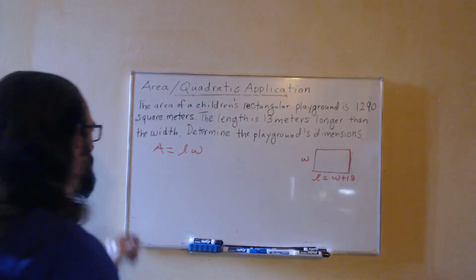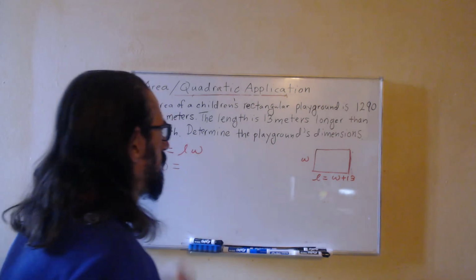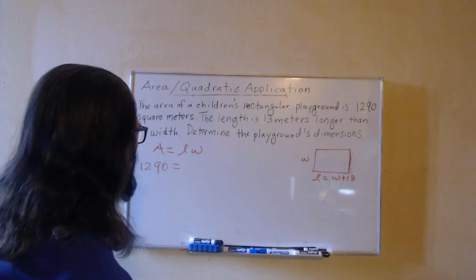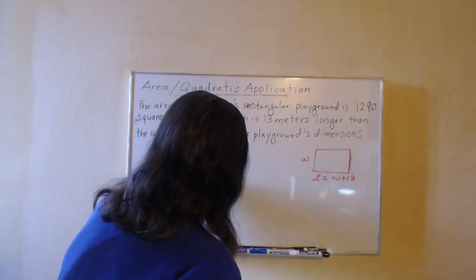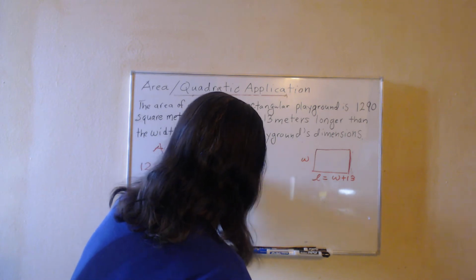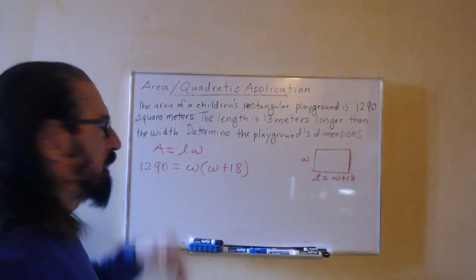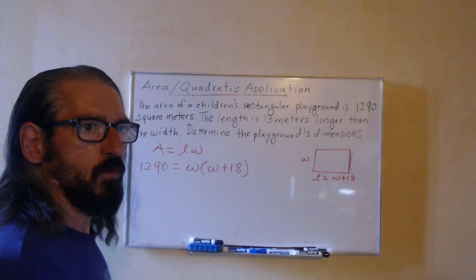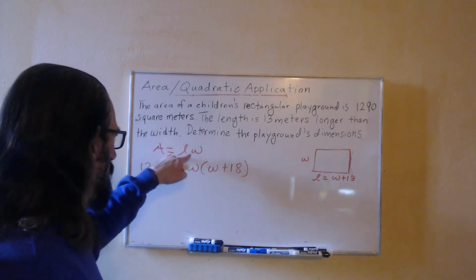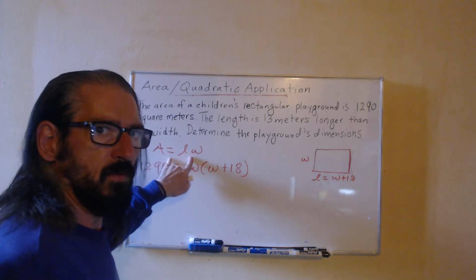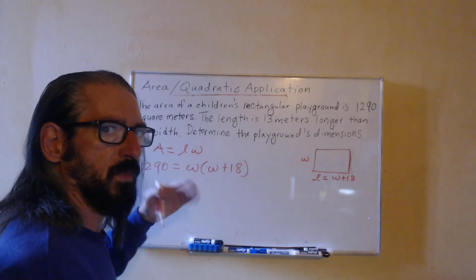Filling in the 1,290 for the square meters that the area is equal to, and length times width, or width times length. I'm not bothering with rewriting the formula here. I don't see anything in the original formula that is squared that would connect to other pieces of the lesson.